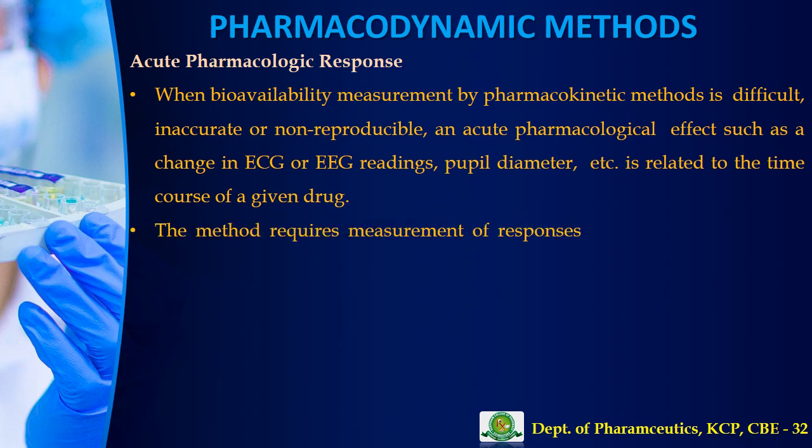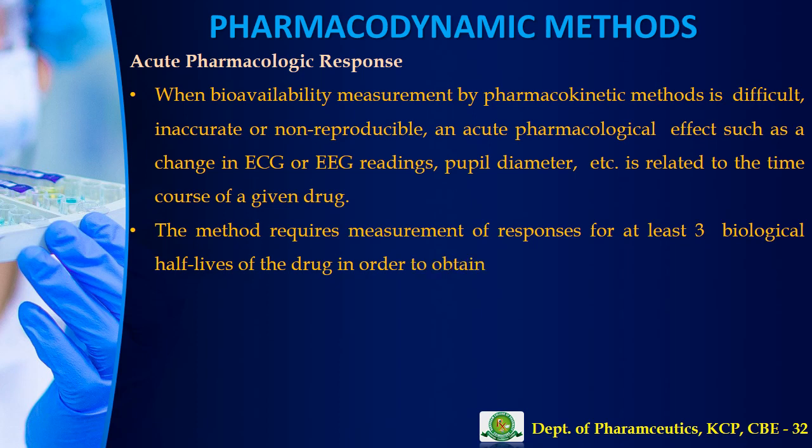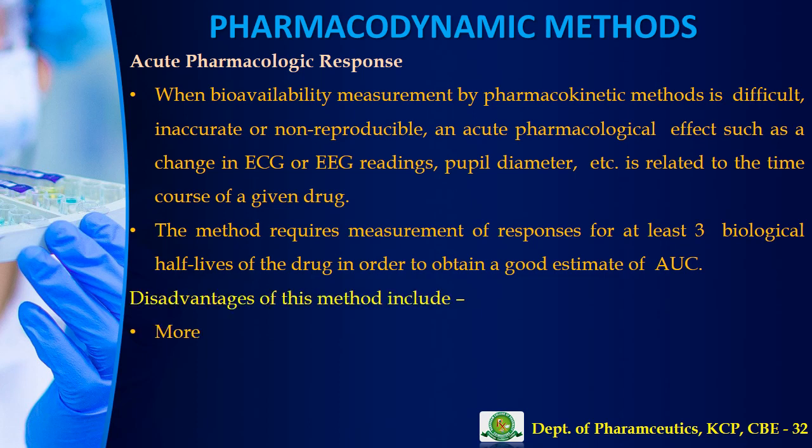This method requires measurement of responses for at least 3 biological half-lives of the drug in order to obtain a good estimation of the AUC. There are some disadvantages in this method. There are chances of more variable pharmacological responses during the study.